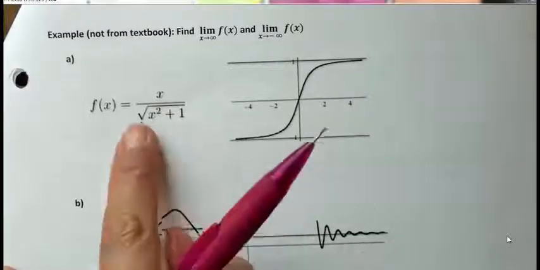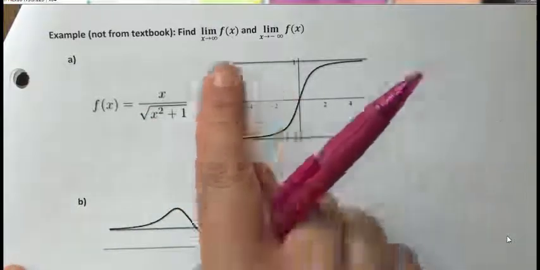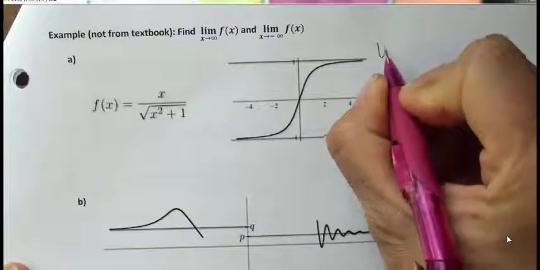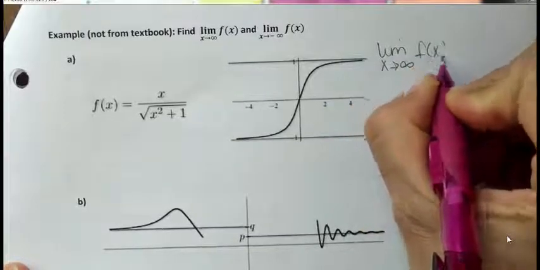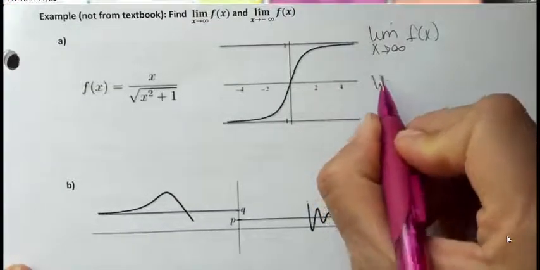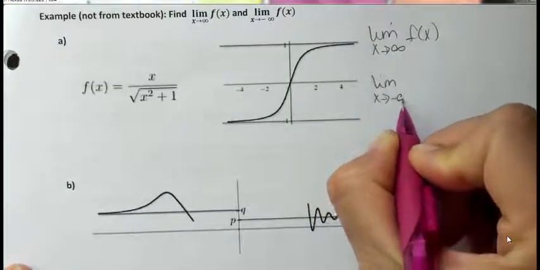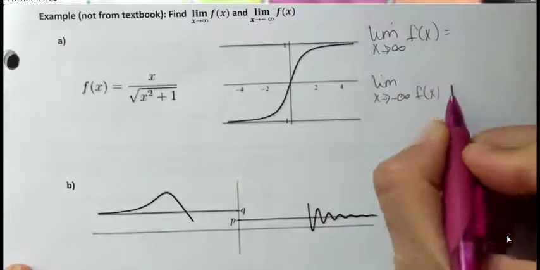All right, so here's the function. Here's the graph of the function. Okay, and for each of these, we're going to find the limit as x goes to infinity of f of x. And then we're going to go the other direction, the limit as x goes to negative infinity of f of x. That's a bad infinity sign.